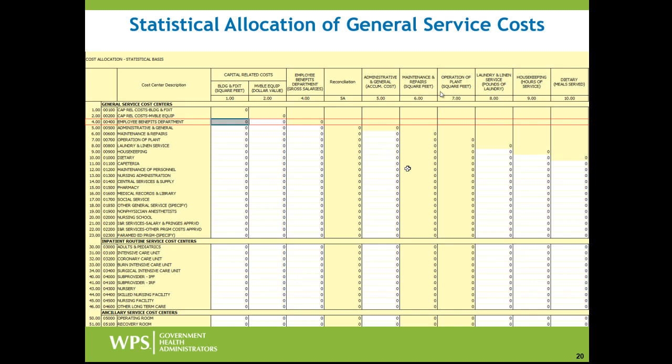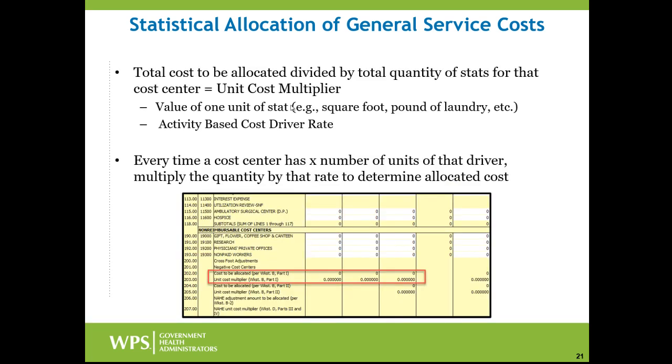You'll notice that there are a couple of other cost centers by default using square footage to allocate. Pounds of laundry for laundry and linen, that makes sense. Hours of service for housekeeping. So these are all statistics, cost drivers, that help us to allocate the overhead cost out to the various cost centers. Now the way it's done, I used a percent to total explanation earlier, and that certainly mathematically works.